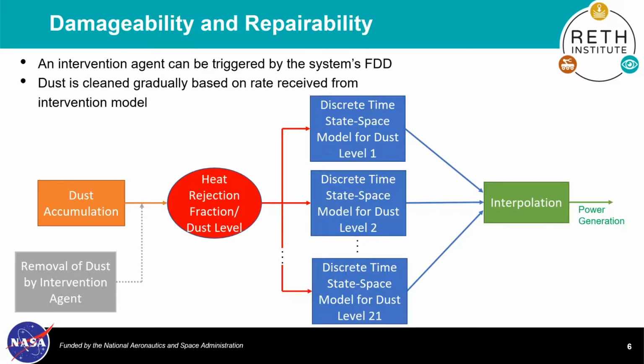When there is too much dust, an intervention agent can be called for. This would cause the dust to gradually be removed, resulting in restored power generation by the end of intervention.